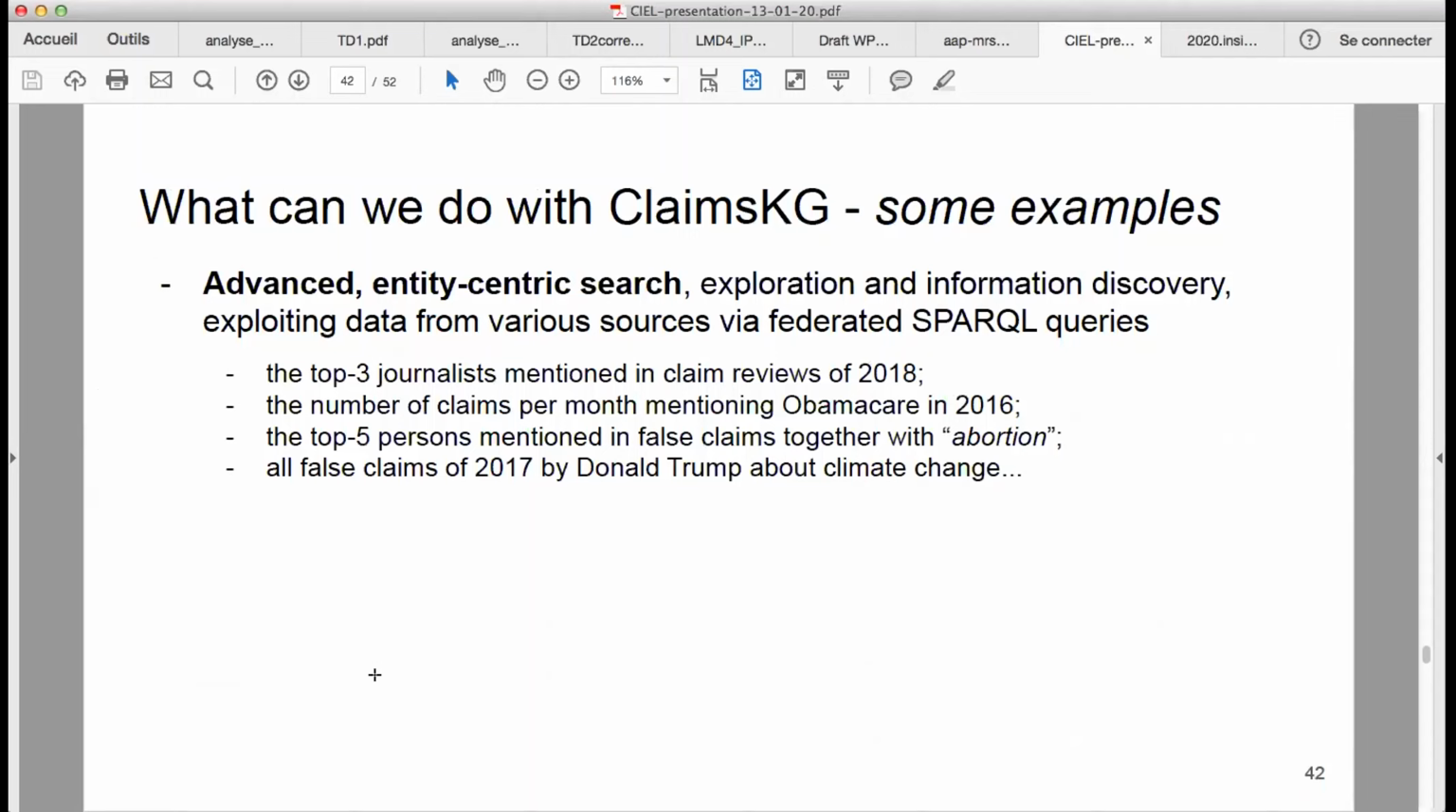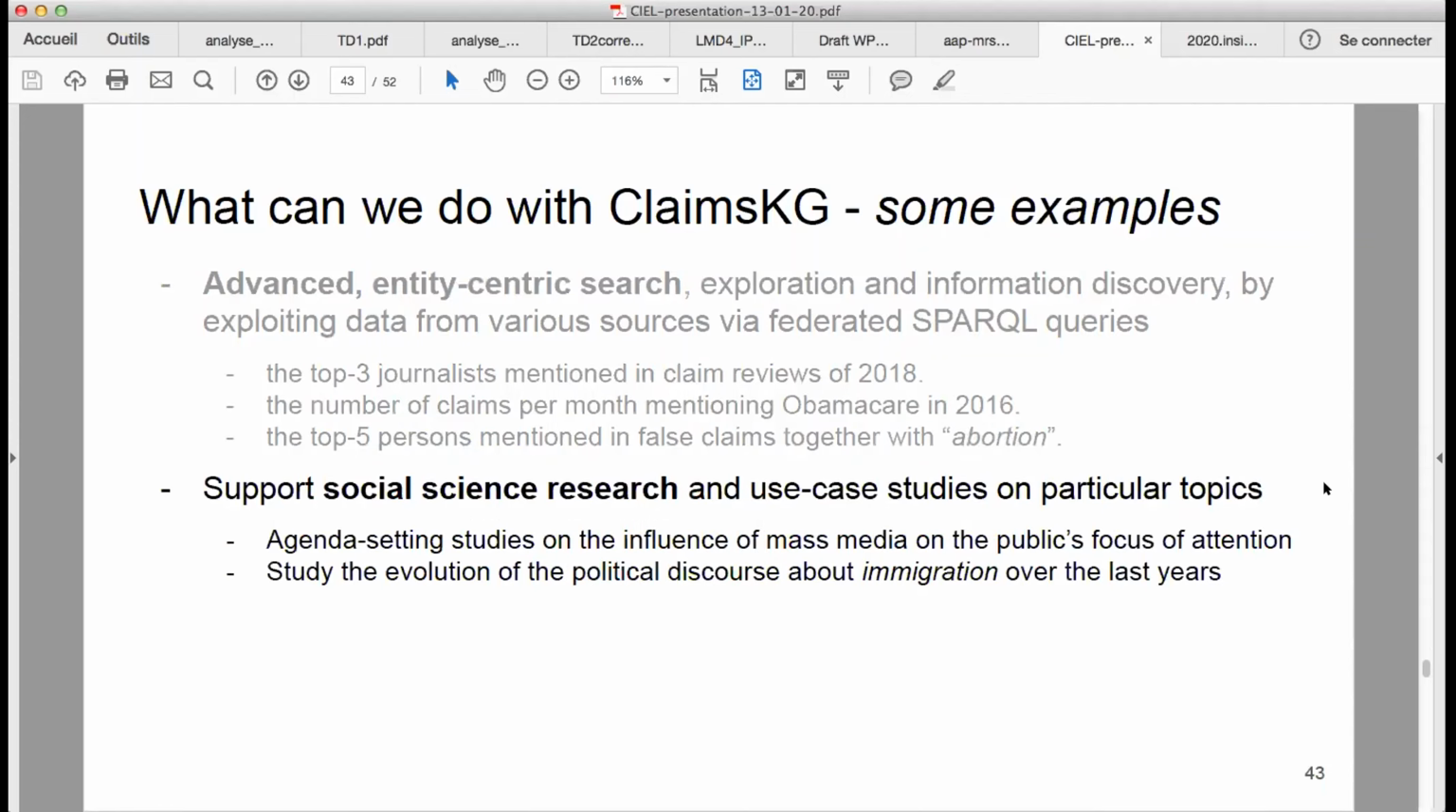So yeah, right. So to close, we have seen that with Claims.kg nowadays, what we can do is advanced entity-centric search and exploration of information. We can now obtain easily answers to very complex queries, such as, for example, what are the top 5 persons mentioned in false claims together with the word abortion, right? So we have already seen a couple of use cases from our colleagues in the social sciences, which use Claims.kg as a support to their research.